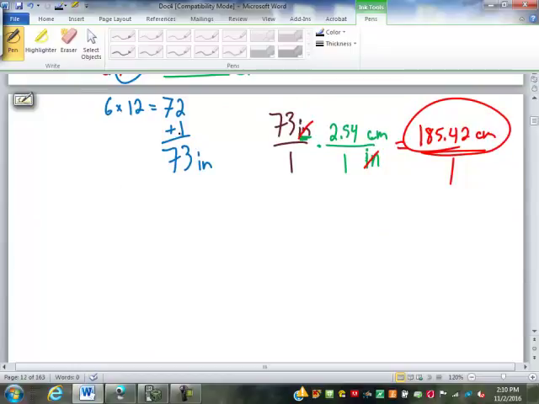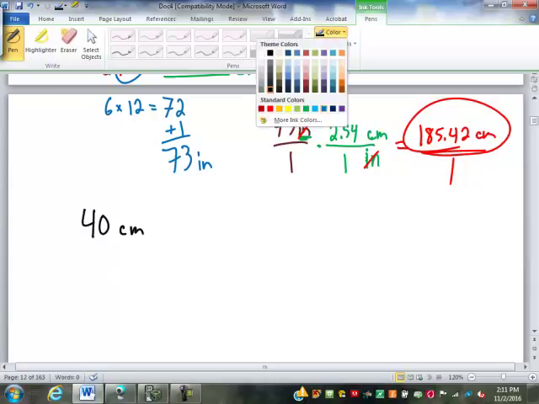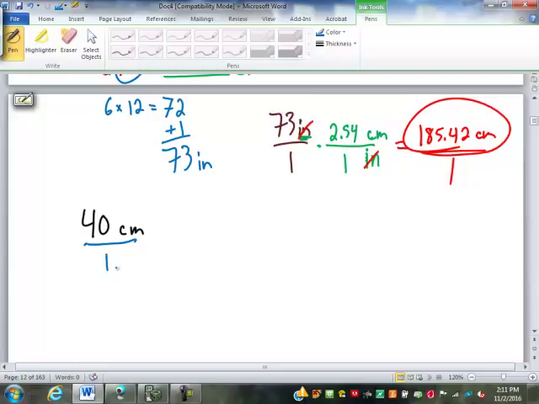Okay, so if I were to tell you that we're going to build a house and we are going to space the studs at 40 centimeters, is that going to be more or less than our 16-inch stud spacing that's standard? In your notes, I want you to quickly try to convert that into inches for me. I'll give you about 30 seconds to see if you can make that conversion.